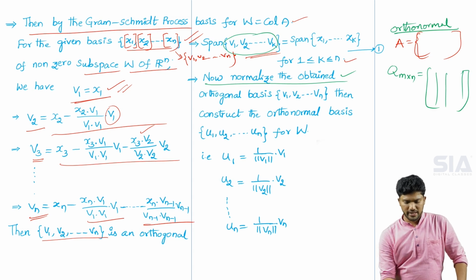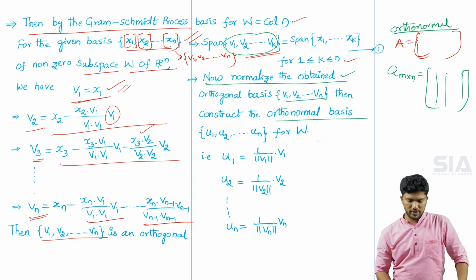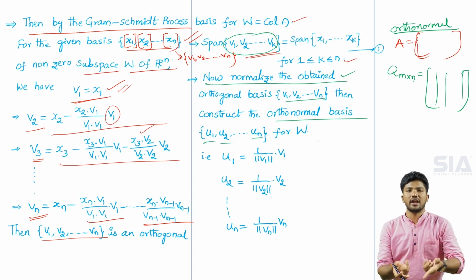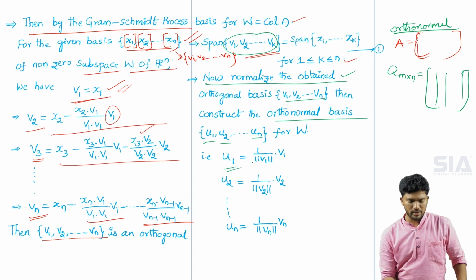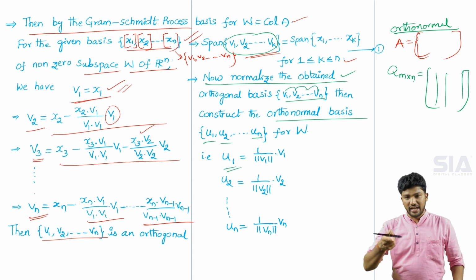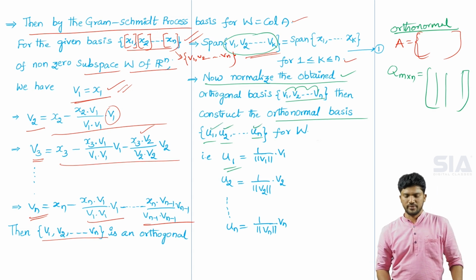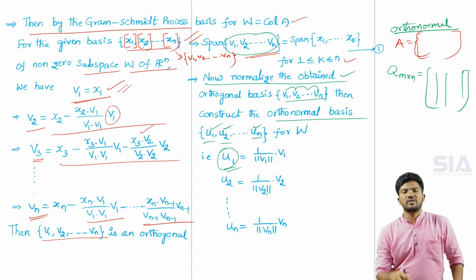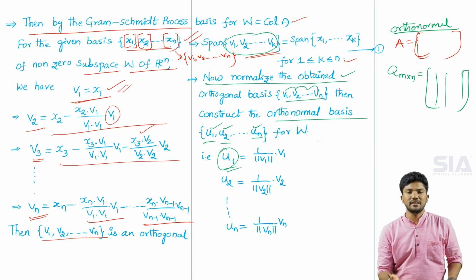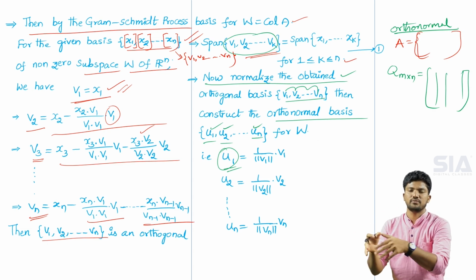That is v1, v2, up to v suffix n, and then construct the orthonormal basis u suffix 1, u suffix 2, up to u suffix n for W. How can you normalize? The formula is given in this format. If we normalize v1, v2, v3, up to v suffix n, we get u1, u2, up to u suffix n. That u1 we can take as 1 by norm v1 into v1. Normalize is nothing but dividing the given vector with its length. Find the length of that resultant vector.